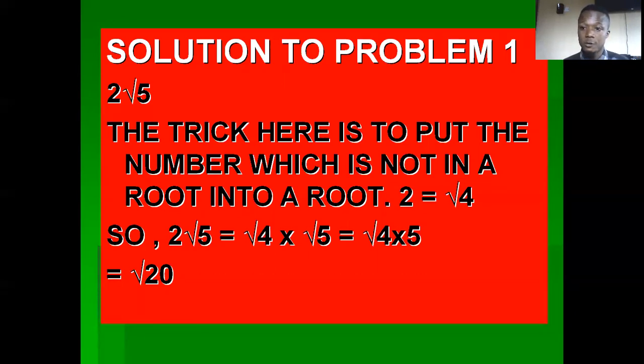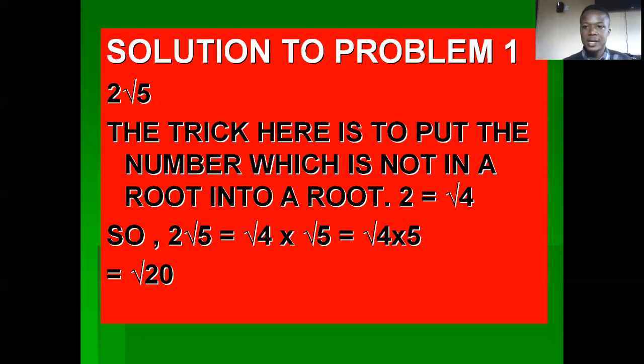For example, in 2 surd 5, 2 is not in the square root, so you need to make it to be in a root. The root form of 2 is just the square root of 4, not surd 4, because the square root of 4 is not a surd. So the 2 that is outside is the same thing as the square root of 4. Hence, 2 surd 5 will give us square root of 4 times surd 5, because square root of 4 has replaced the 2 beside the 5. You get? Then, according to the rules guiding surds, square root of 4 times square root of 5 is the same thing as square root of 4 times 5. This will give us square root of 20.